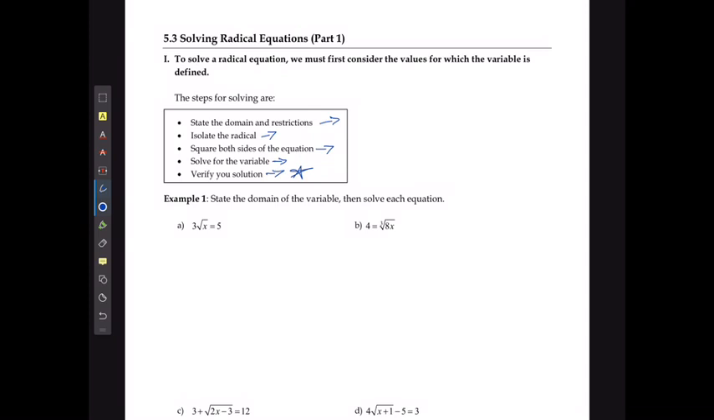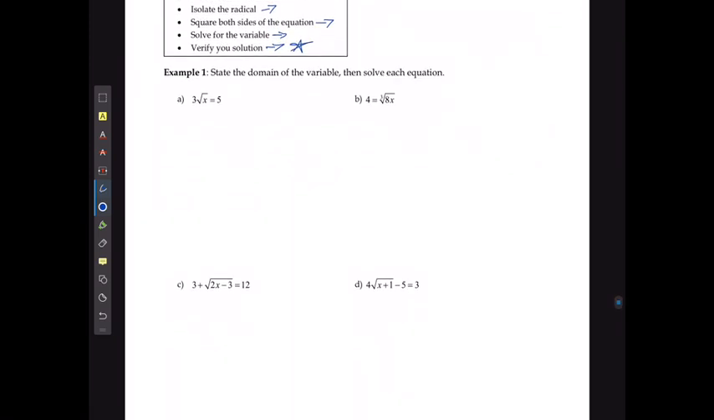Alright, so for example 1, for the first one, all I have inside the radical is just x, which means that x has to be greater than or equal to 0 in order for this to be mathematically possible. Then I'm going to divide both sides by 3 and say the square root of x is equal to 5 over 3.